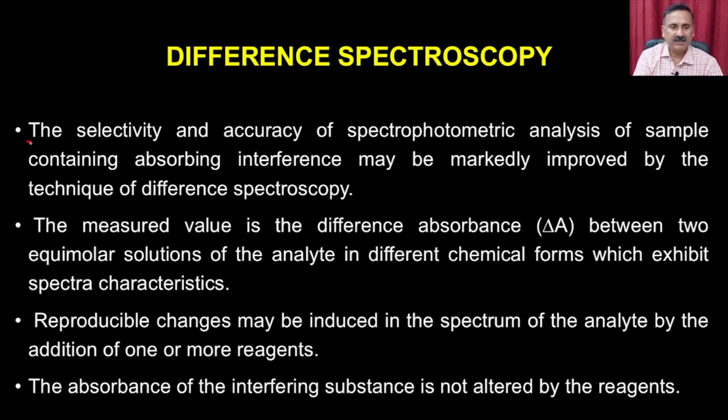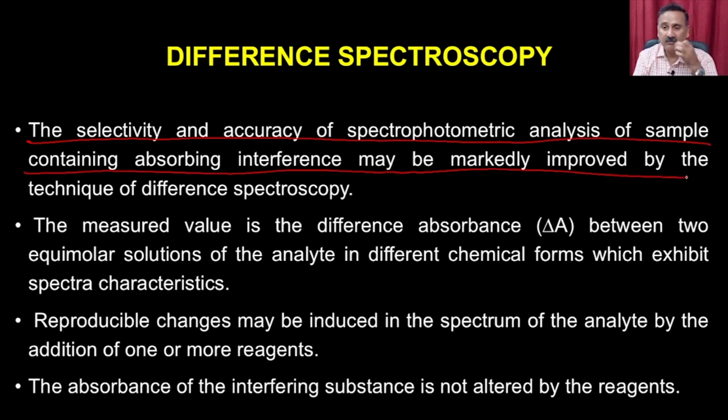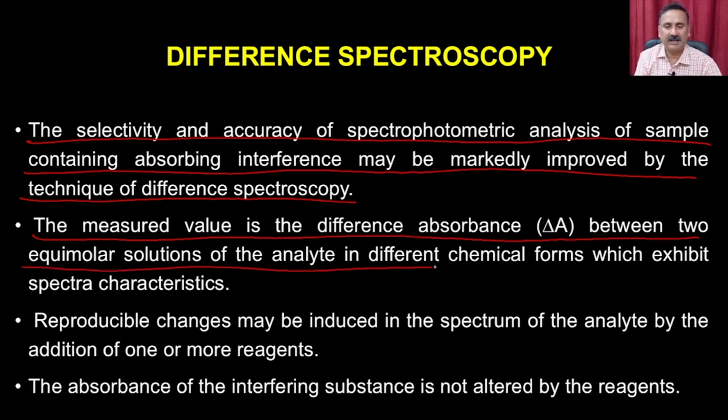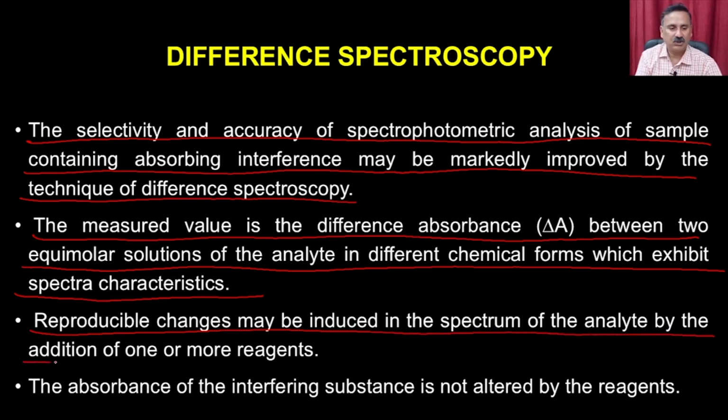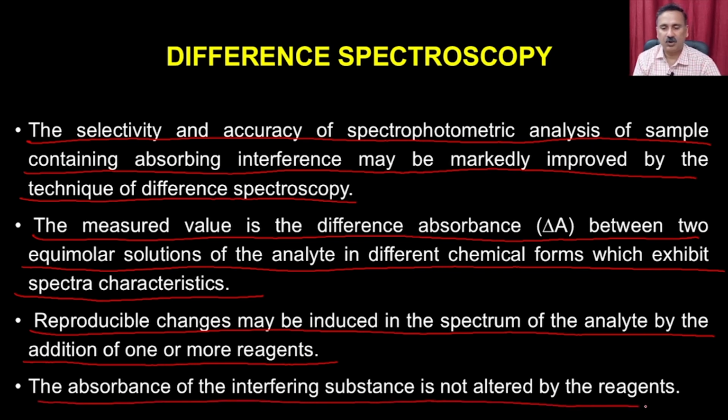So the selectivity and the accuracy of spectrophotometric analysis of samples containing absorbing interference may be markedly improved by the technique of difference spectroscopy. The measured value is the difference absorbance between two equimolar solutions of the analyte in different chemical forms which exhibit characteristic spectra. Reproducible changes may be induced in the spectra of the analyte by the addition of one or more reagents. The absorbance of the interfering substance is not altered by the reagents.